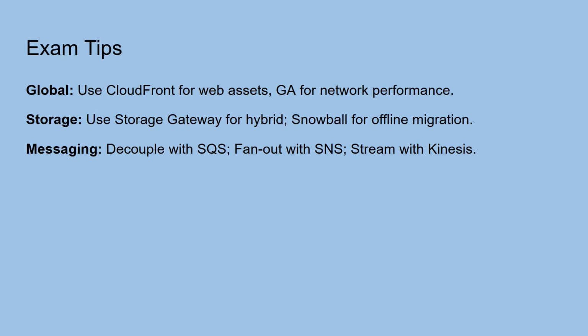A common theme is choosing the service based on the communication pattern, whether it's cache, route, migrate, queue, or publish. What am I forgetting? Kinesis: stream. Or again, if you want to support legacy messaging, something they already have, you want to use MQ. So again, globally, use CloudFront for web assets. Use Global Accelerator for network performance. Storage Gateway for hybrid, Snowball for offline migration. And for messaging, we decouple with SQS, fan out with SNS, and stream with Kinesis.